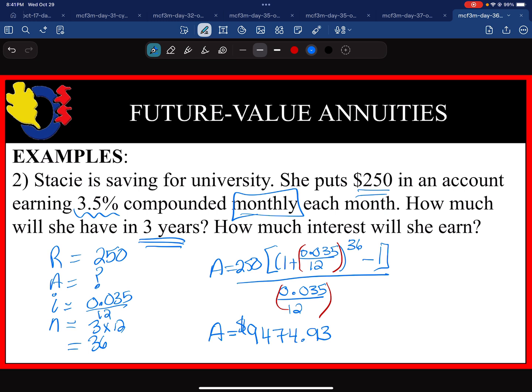You should get $9,474.93. Again, it's a word problem, so therefore, in 3 years, Stacy will have $9,474.93.